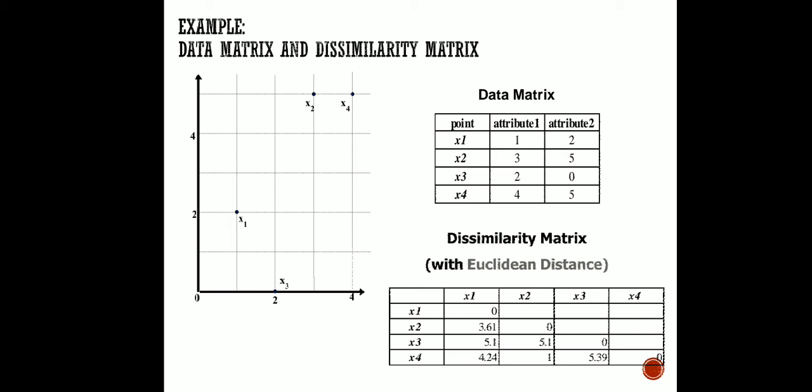Okay, so in the data matrix we have labeled x1. The first attribute, let us say it is marked on the x-axis, so it is 1. And attribute 2 is marked on the y-axis, it is 2. So the first data point is 1, 2. Similarly for x2, x3 and x4. Okay, now we are going to find out the distance between them. You can see here within brackets it is written Euclidean distance. Do not get confused. For now we will just see where the distance we have calculated and where we have not calculated.